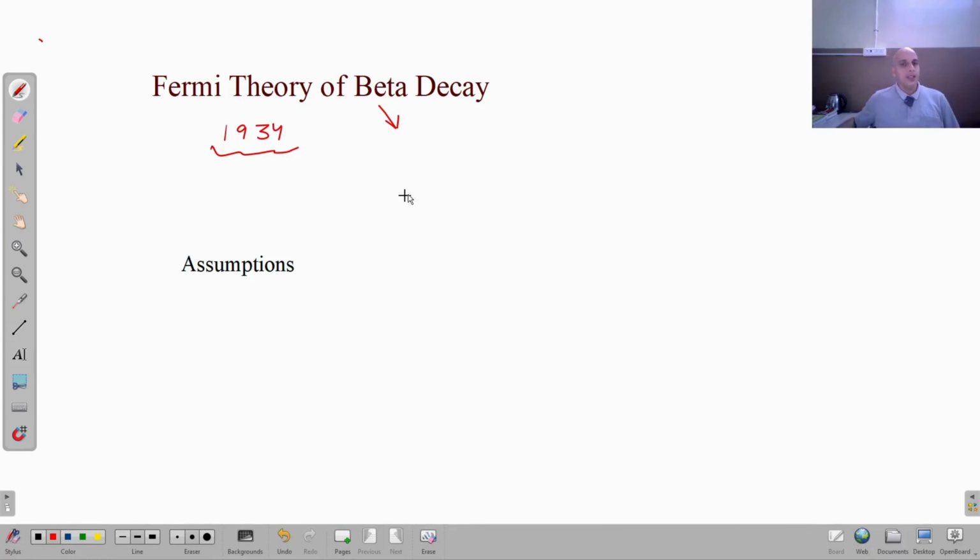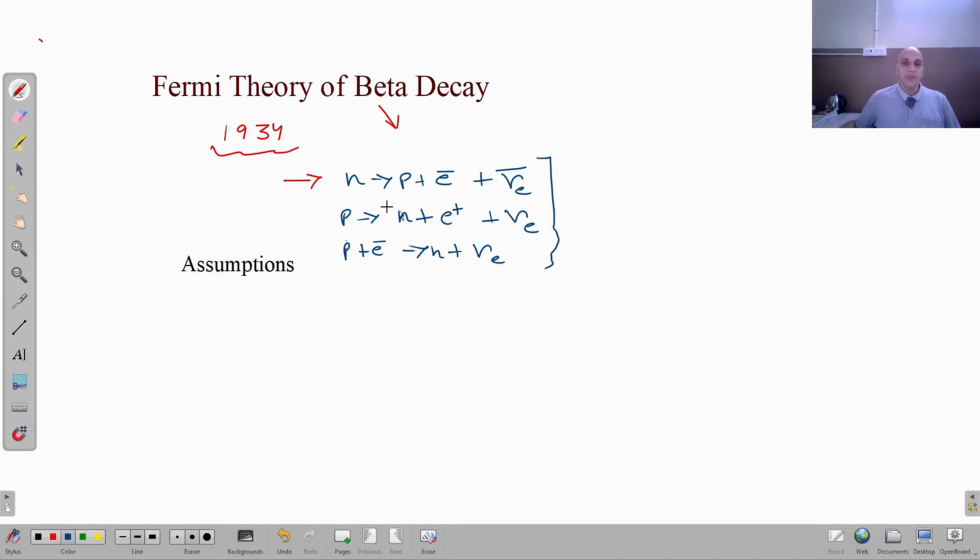If I write down the reactions of beta decay, we know that in beta decay we can have three types of reactions: neutron converting into proton plus electron plus anti-neutrino associated with electron. This is the first one. Proton converting into neutron plus positron plus neutrino associated with electron. This is the second reaction. And the third one is electron capture, that is proton plus electron, which gives you neutron plus neutrino associated with electron. So these are the three reactions that are involved in beta decay.